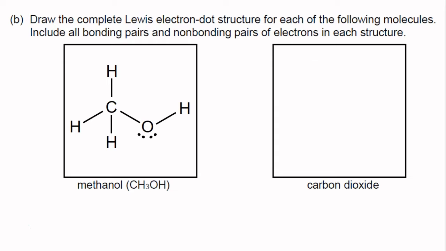For carbon dioxide, CO2, it's going to be 4 plus 6 plus 6, so a total of 16 valence electrons. And if we connect the carbon to the 2 oxygens and we satisfy the octet for each oxygen, now we have a total of 16 electrons. So we can't add any more electrons to this structure, but we can create 2 double bonds. So these are the structures for methanol and carbon dioxide.